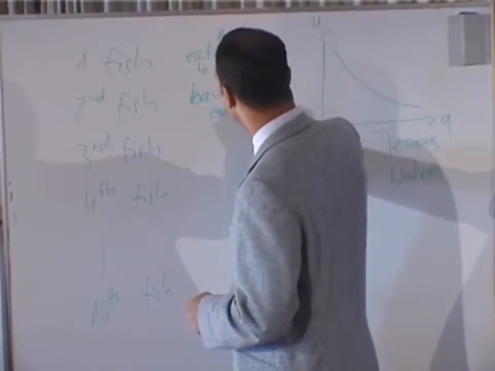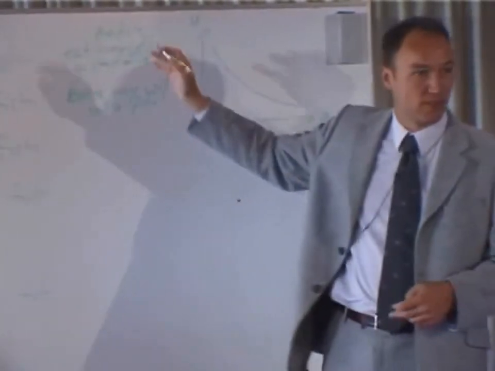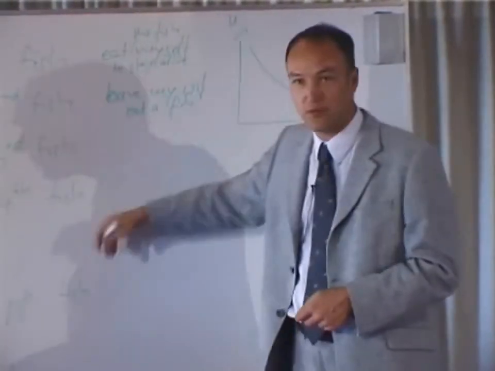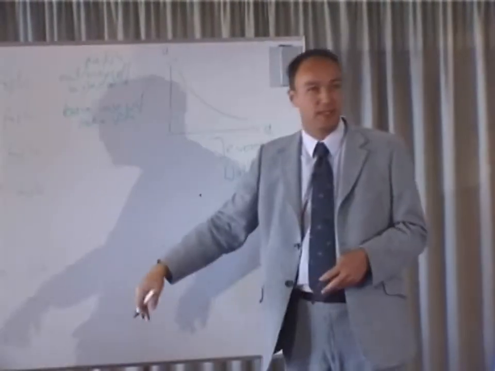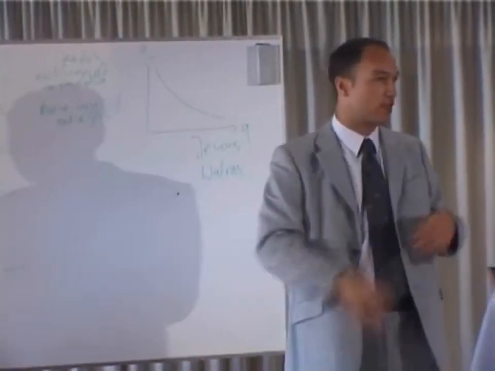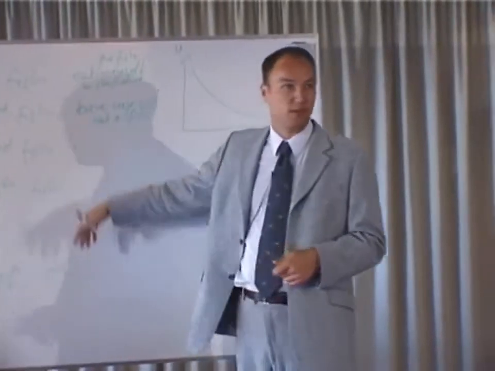Eat a fish. And so on, right? And the third fish is for the children, and the fourth for the grandparents, and the fifth might be for the neighbors. The sixth is for a charitable organization. And then number 7 is sold on the market.